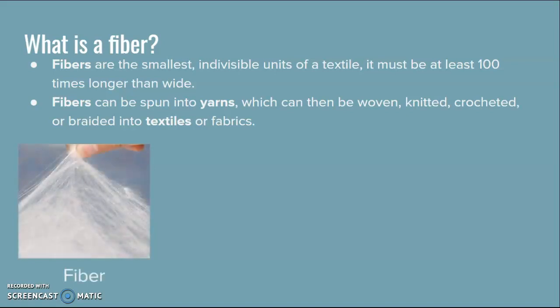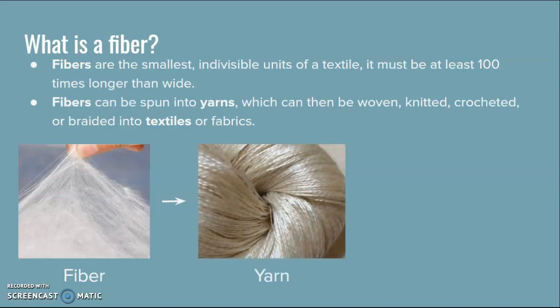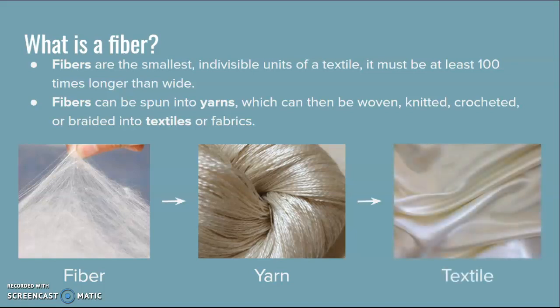So here's an image of fiber. I believe this is silk fiber from a silkworm. And this fiber can be spun into a yarn, and yarns usually consist of 2 or more fibers wrapped around each other. And this yarn can then be woven into some type of textile or a fabric.